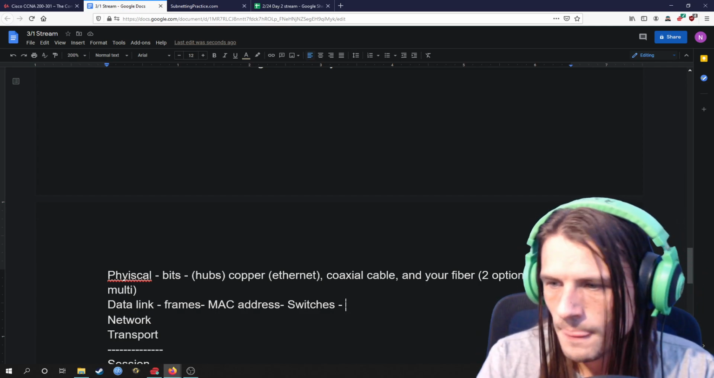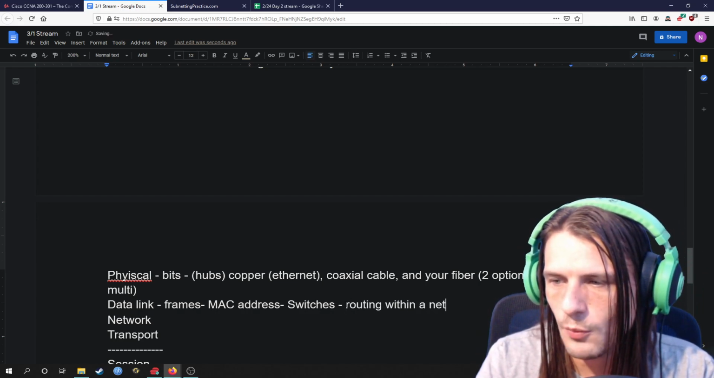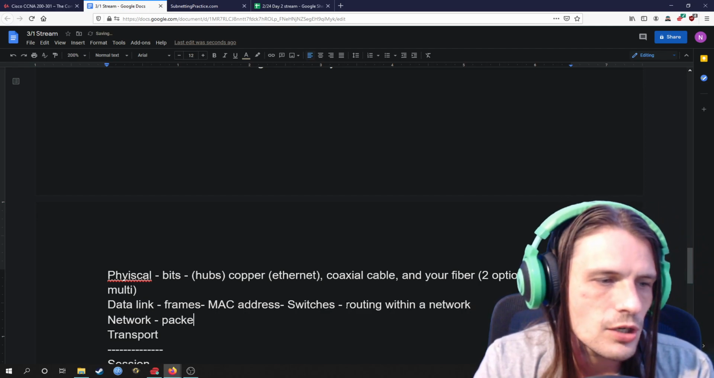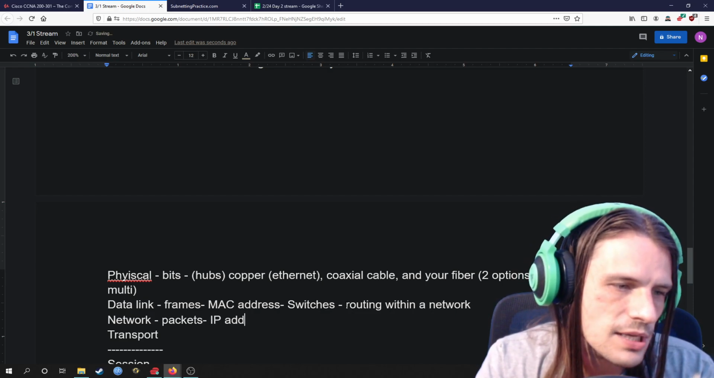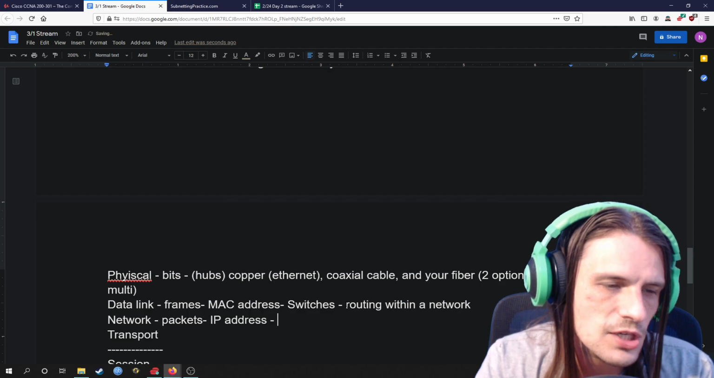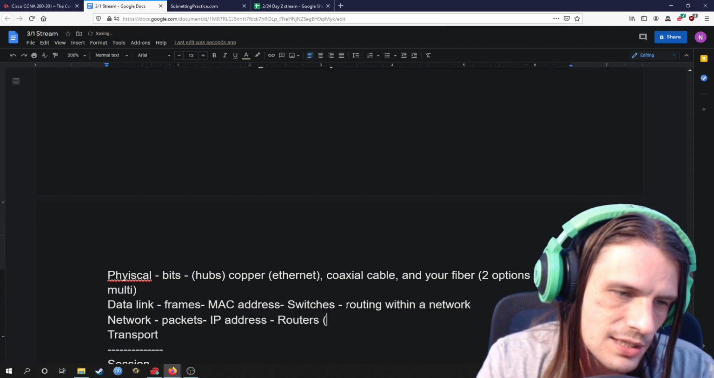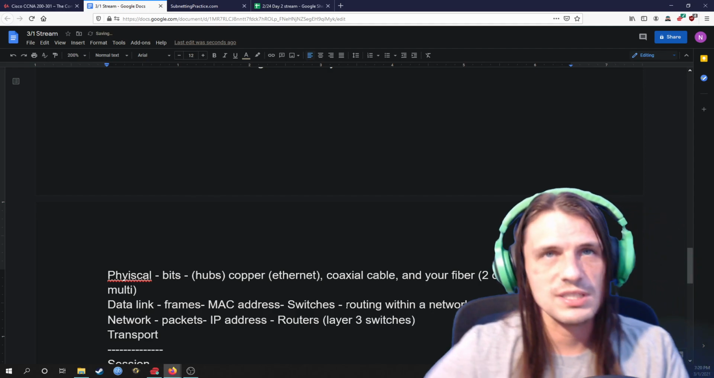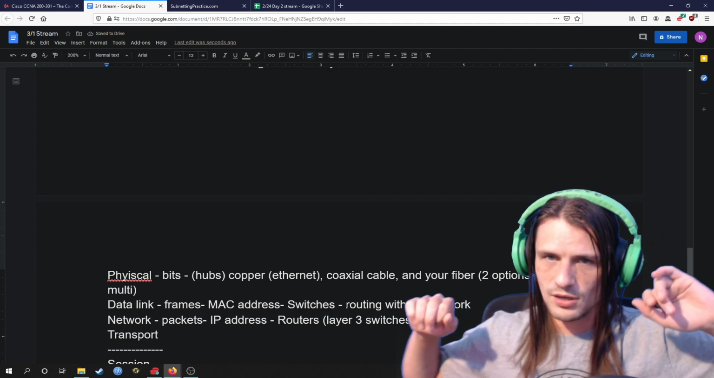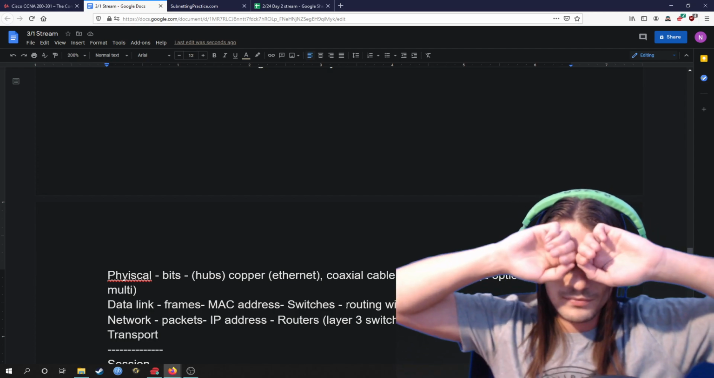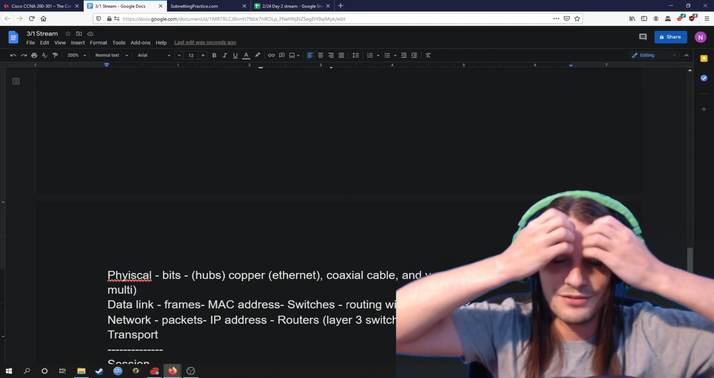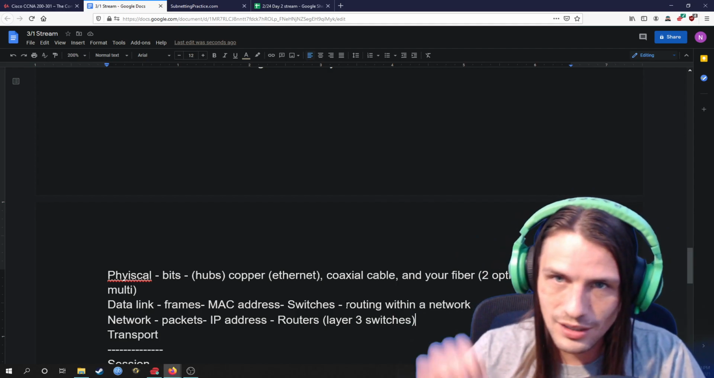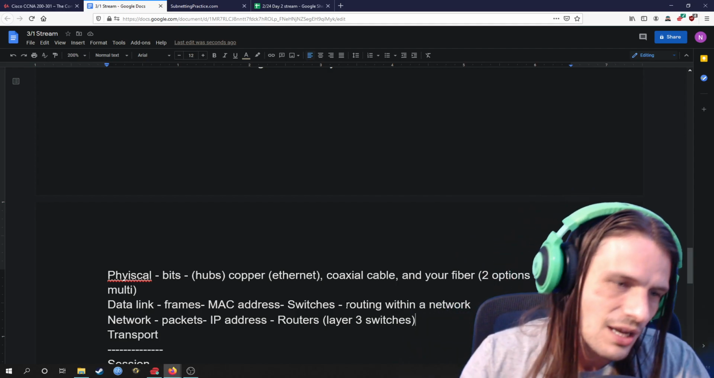Those are special switches. This is going to be routing within a network because we don't have access to IPs, right? So level 3 is going to be your packets. It's going to be working on IP addresses is how it's routing the information. Routers work on level 3 as well as layer 3 switches. But those will be specifically notated, especially if they're in the certification test. They're going to specifically say it's a layer 3 switch. They're not just going to throw in a layer 3 switch and not say anything about it.